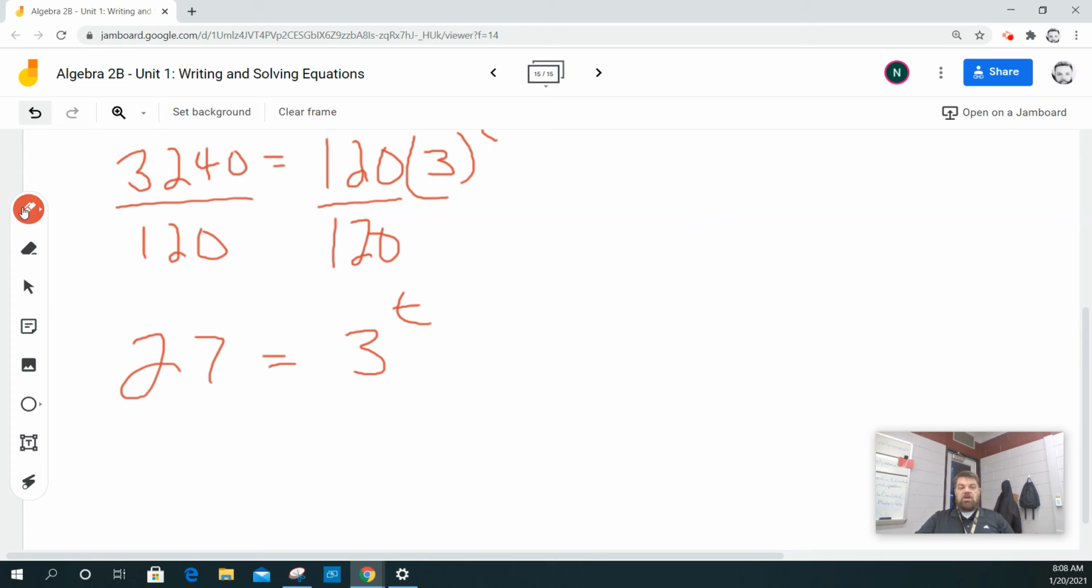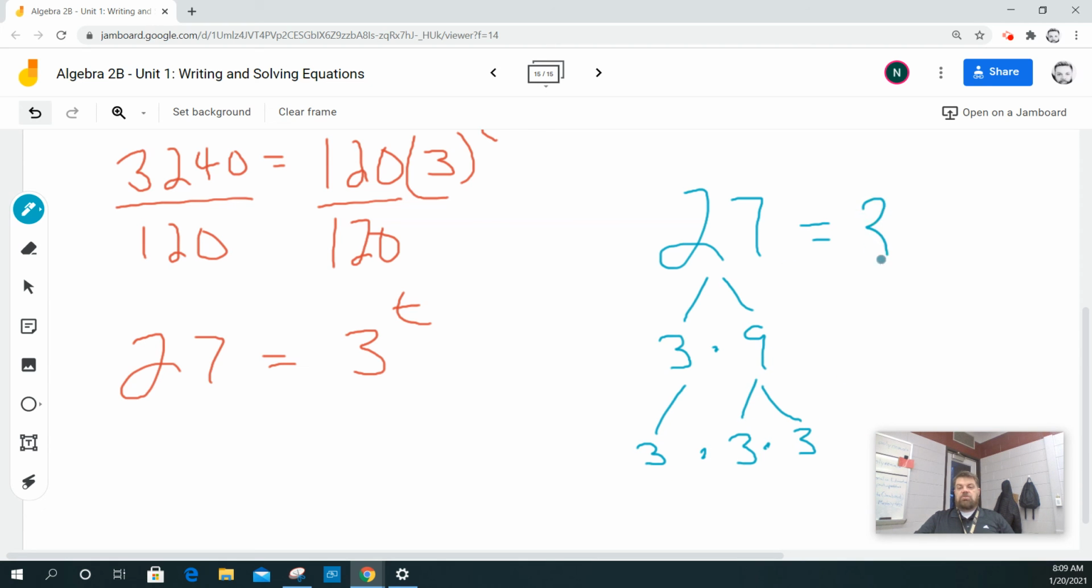So if I do my prime factorization of 27, divided by 3 equals 9. In other words, 3 times 9 equals 27. And then 9 is the same as 3 times 3. So 9 is 3 times 3, and then tack on that other 3. In other words, 27 is 3 raised to the 3rd power.